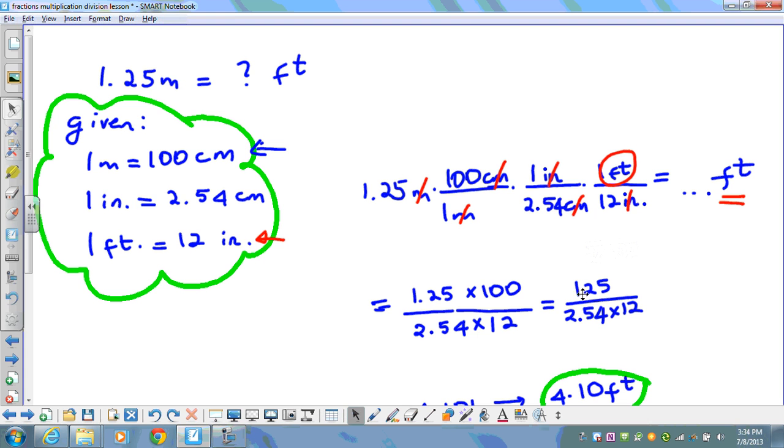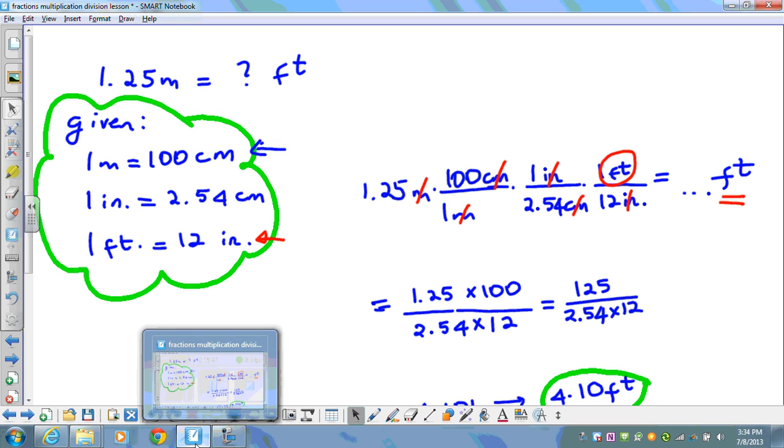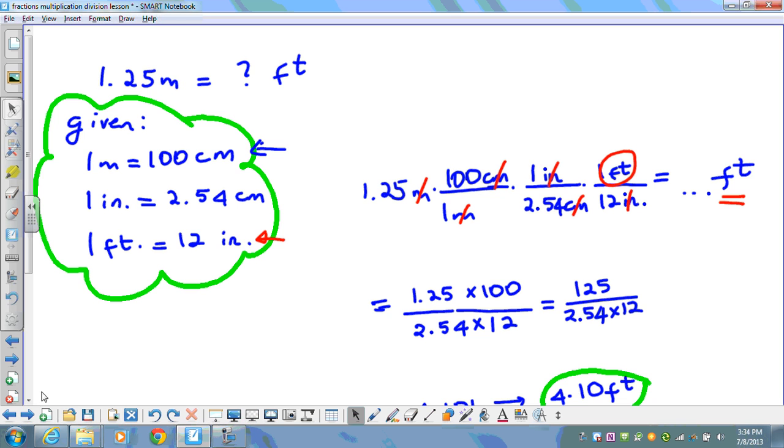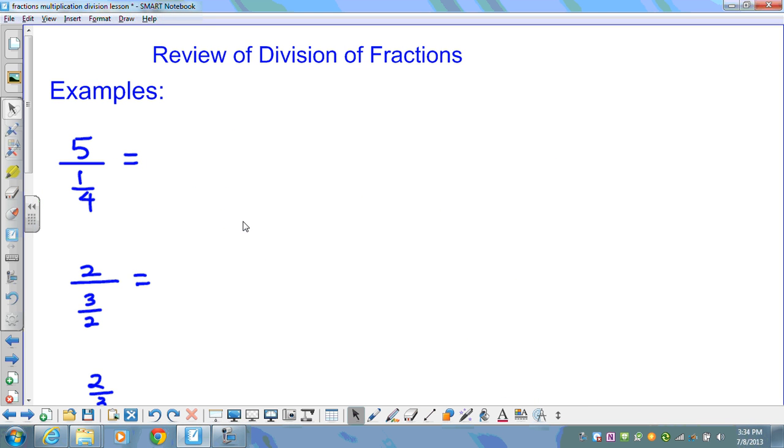And I'd like to wrap up this lesson by giving just a few examples on division of fractions. And the thing is, once you've learned or reviewed your multiplication of fractions, it's really nothing new, because every division problem can be written as a multiplication problem. So for example, 5 divided by 1/4.